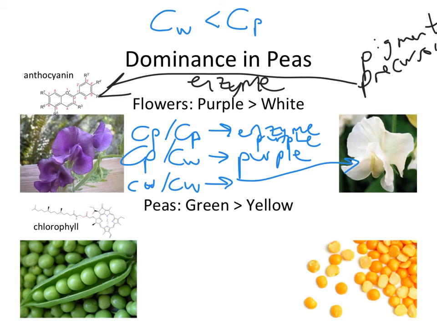You start out with yellow precursor pigment, you need an enzyme to convert it to chlorophyll to make green peas, green pea pods, green anything in plants, really. So the ability to produce that green pigment is dominant. If you've got one or both versions of the allele that produce chlorophyll, you make green peas, green pea pods, green stems, green stalks.